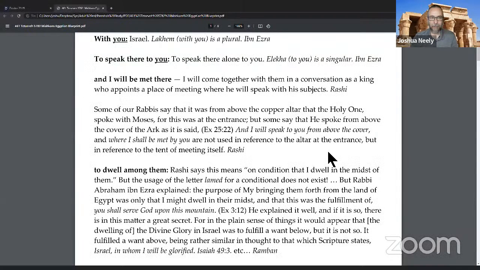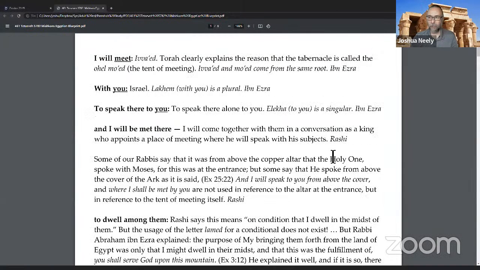Oh, come on, up to the top. There we are. So first, we're going to start off with just a little bit of Hebrew lesson. This is coming from Ibn Ezra. "I will meet," Ivaed, right? This is the word that's used when God says, I will meet with you. And the Torah, as he says, clearly explains the reason that the tabernacle is called the Ohel Moed, right? This is the tent of meeting.